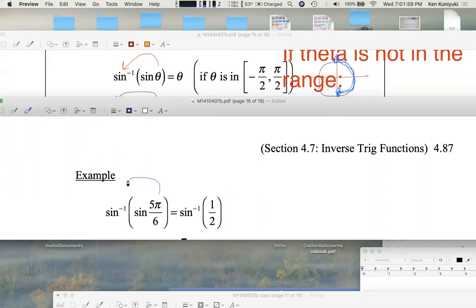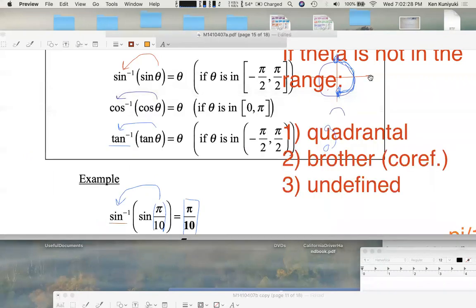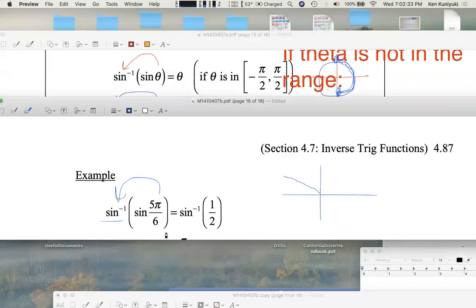5 pi over 6 as this outer function, and by the way, inverse sine and sine are partner inverse functions. 5 pi over 6 asks this outer function, am I in your range? Inverse sine says, 5 pi over 6, well, that's not between negative pi over 2 and pi over 2. In fact, you're not even in the right quadrant. 5 pi over 6 is a quadrant 2 angle. And certainly quadrant 2 angles are not covered in the range for the inverse sine function, so I know that the answer will not be 5 pi over 6.